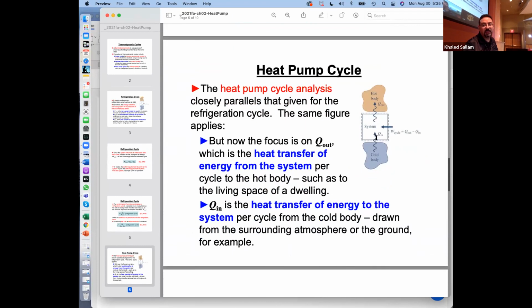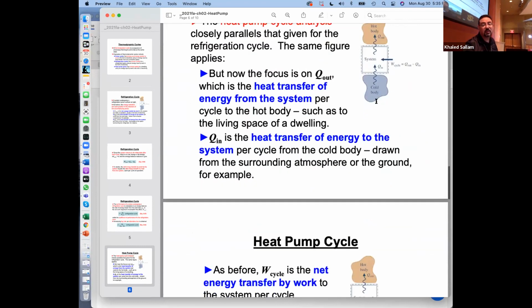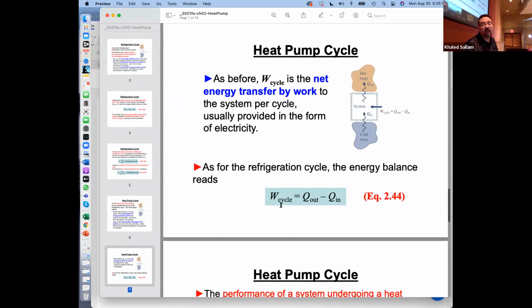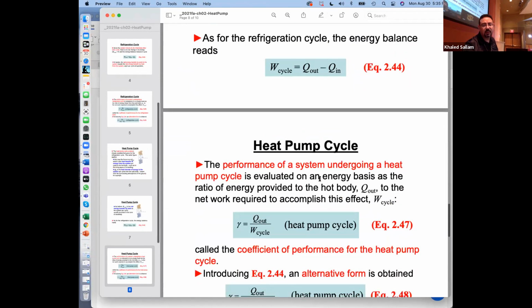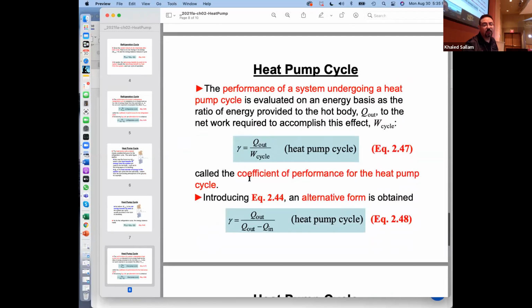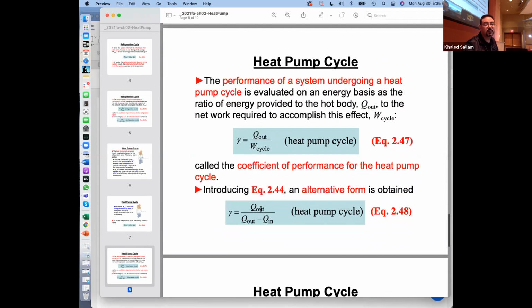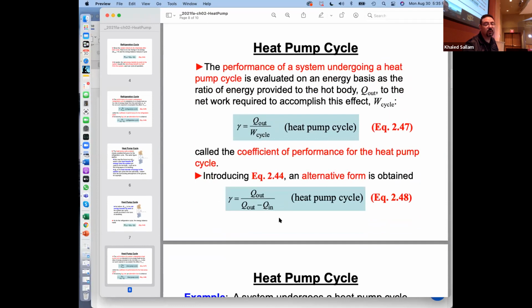And for a heat pump, it's the same cycle. It's just that you care about the heat part. You care about the place where you're dumping the heat. Of course, the work is always the difference between them, right? But when it comes to how you quantify the performance, it's gamma. And gamma is Q high, or Q out, divided by work net. Okay, Q out over Q out minus Q in.